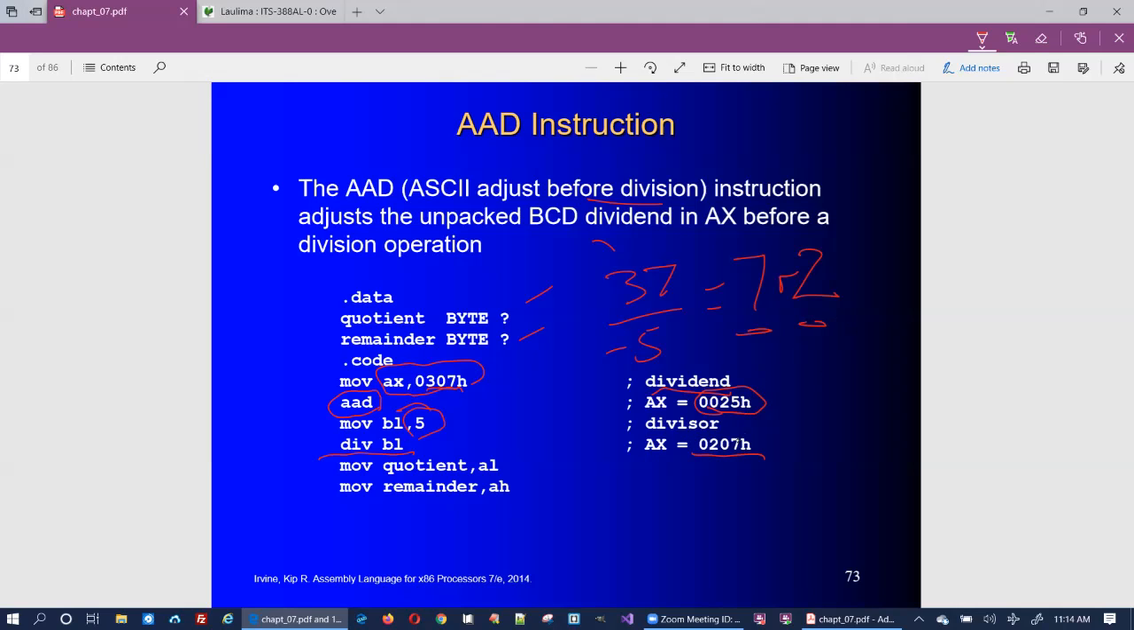And what this number is, in AX, the upper AH is the remainder, and the lower AL is the quotient. Okay? So that's ASCII adjust before division.